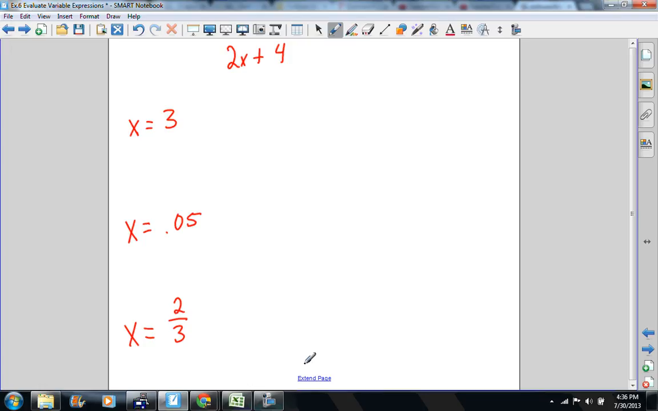We can also have some decimals mixed in as well. So this is 2 times 3 plus 4. This is what we've been doing. So this becomes 6 plus 4, which is 10. But now if we have a decimal mixed in, we'll get 2 times 0.05 plus 4.